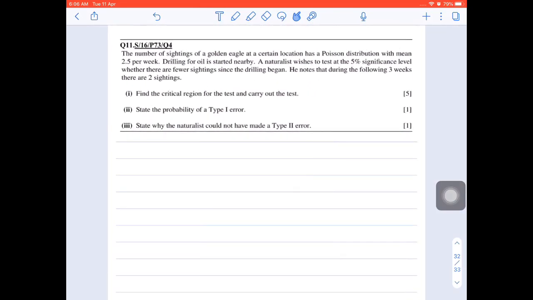Next question, the number of sightings of a golden eagle at a certain location has a Poisson distribution with mean 2.5 per week. Drilling for oil is started nearby. A naturalist wishes to test at the 5% significance level whether there are fewer sightings. He notes that during the following 3 weeks, there are 2 sightings. Find the critical region for the test and carry out the test.